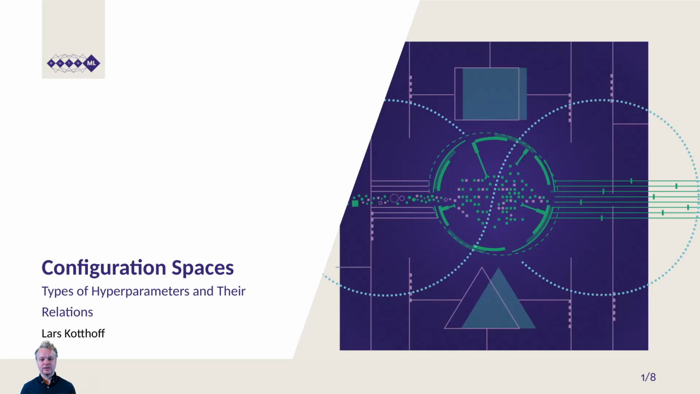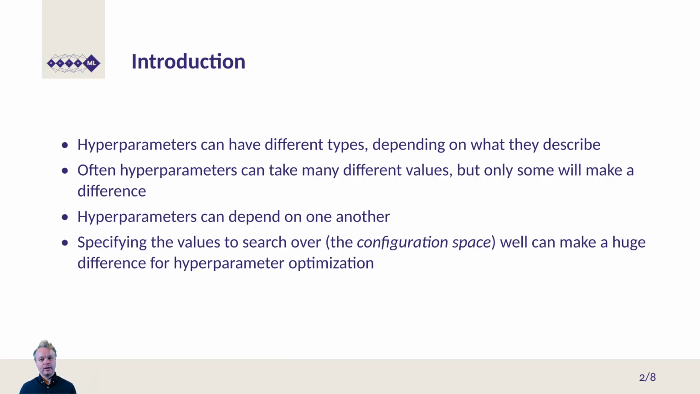I'm Lars Kotthoff, and in this video we will talk about configuration spaces, the types of hyperparameters that there are, their relations, how they work together, etc. So hyperparameters can have many different types depending on what they describe. We have in the previous video already had a look at some of the examples.